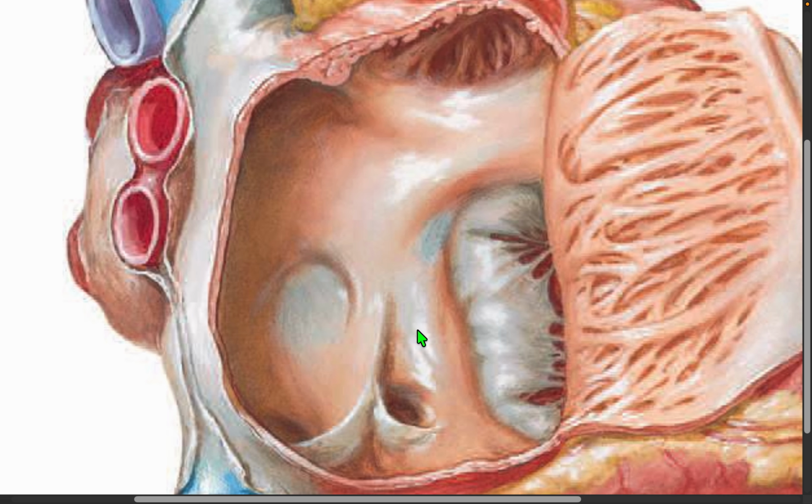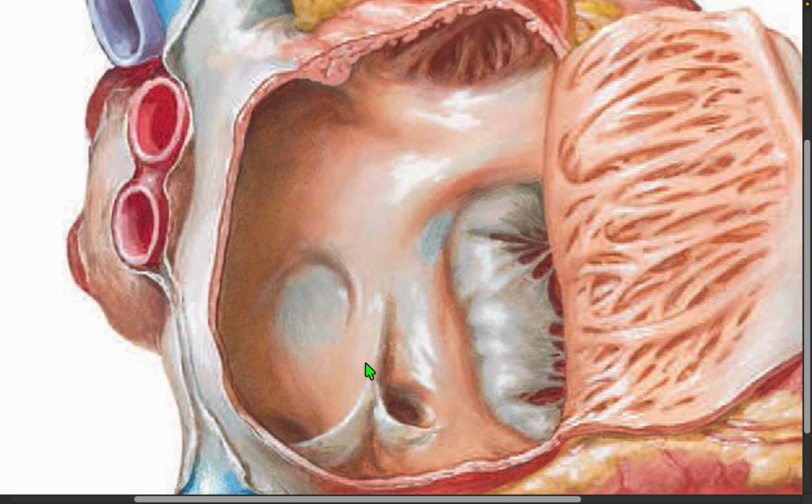The third feature is the triangle of Koch. It is a triangular area, so it should have three boundaries. It is bounded in front by the base of the septal leaflet of tricuspid valve. This is the base of the septal leaflet. Behind by the anteromedial margin of the opening of coronary sinus, that is roughly this area.